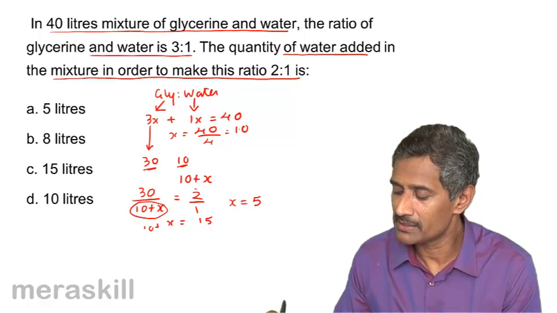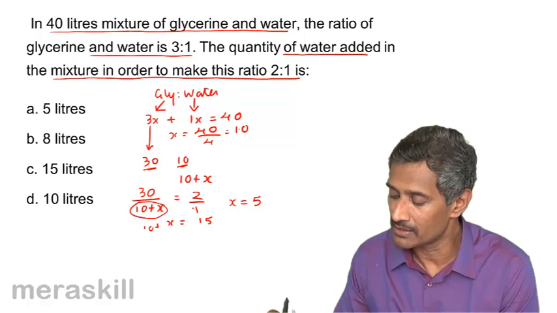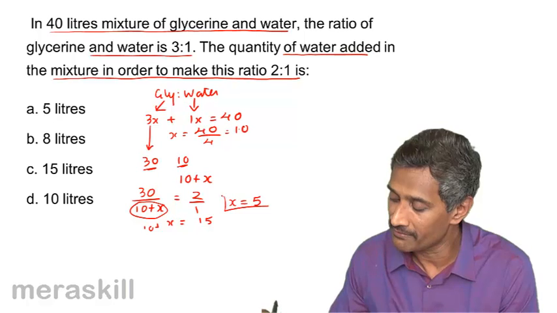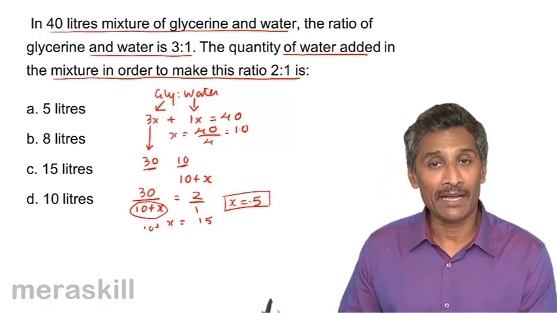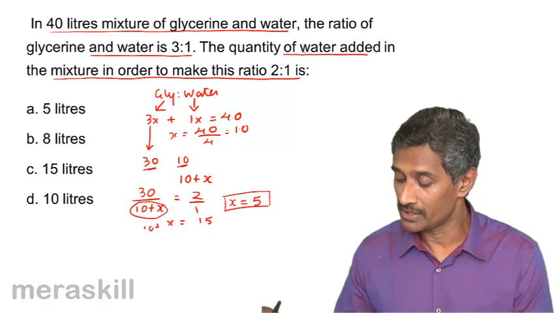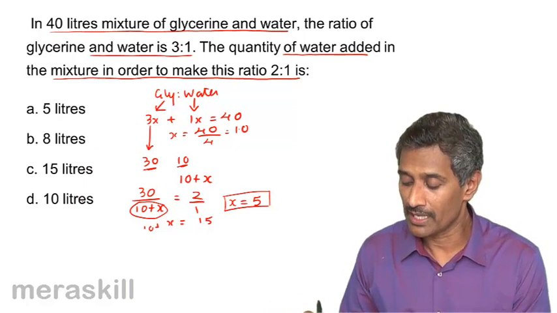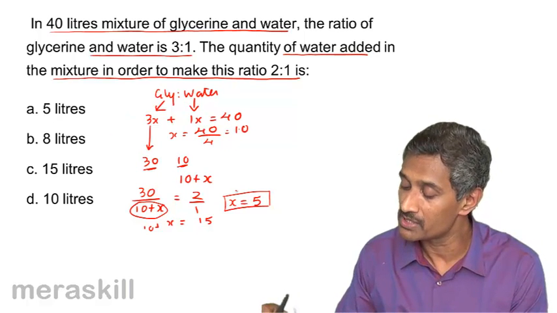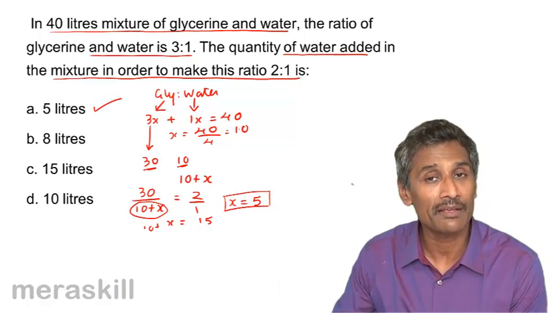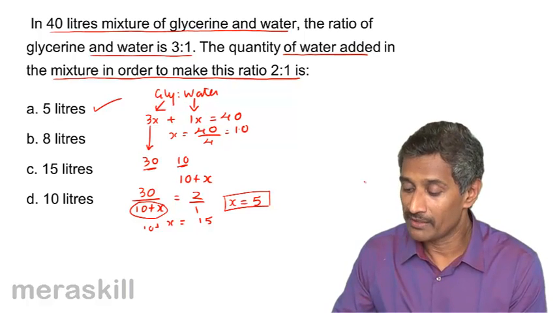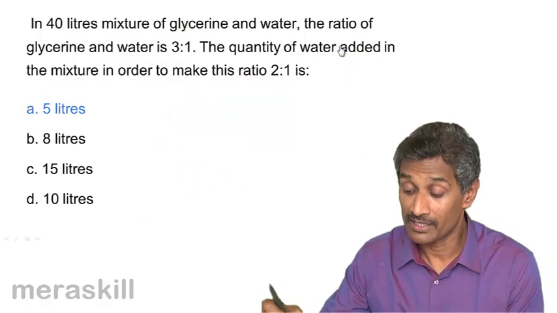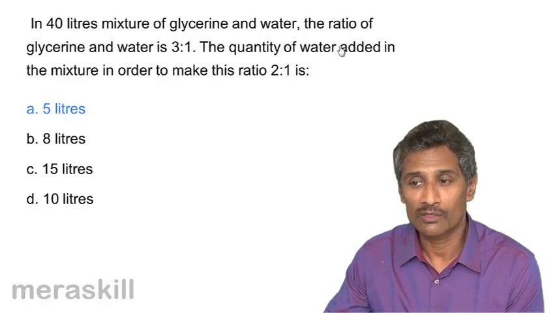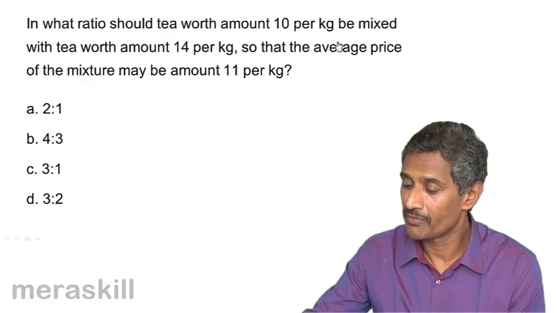Or you can cross multiply and you get the same thing. You get 30 into 1 is equal to 20 plus 2x. Again here x turns out to be 5. In short, you need to add 5 liters of water to this particular mixture and the new ratio will turn out to be 2:1. So that means you need to add 5 liters. So our answer is 5 liters. Let's verify this. And yes, we do have 5 liters. More to come. Let's see what further challenges we face here.